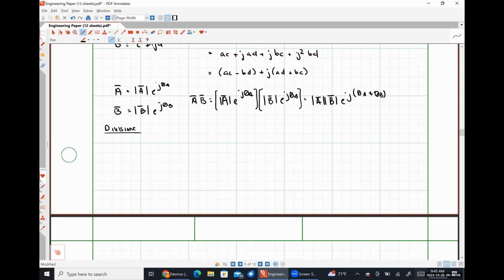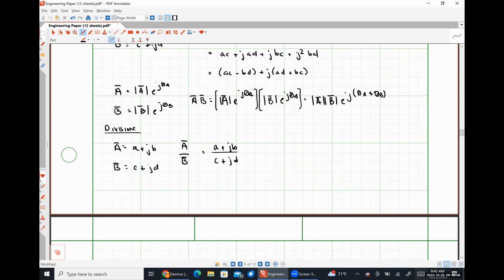All right, so for division, I have A equal to A plus jB, and B equal to C plus jD. Then A divided by B is going to look like A plus jB divided by C plus jD. So while this is correct, I don't like this. Let me explain why.